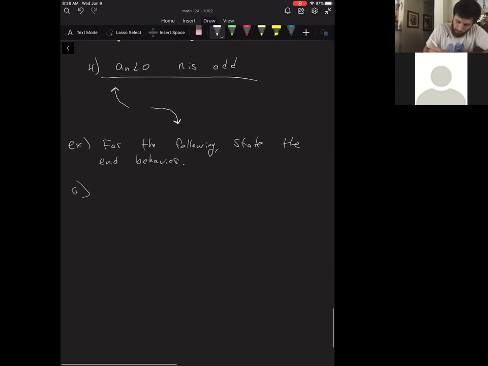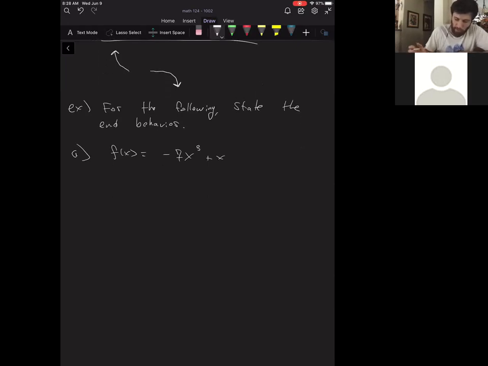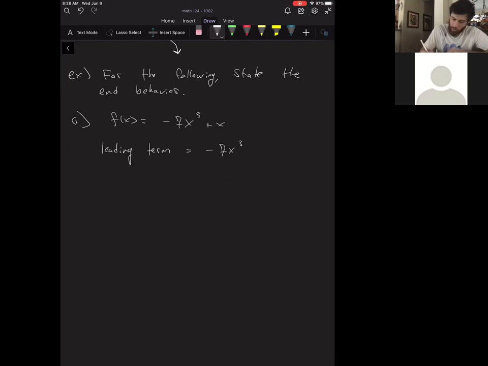Okay, so for this first one, let's do f of x is equal to minus 7x to the 3 plus x. So here, what is our leading term? Our leading term, the thing with the biggest exponent, is x to the 3. So we can say that our leading term is equal to minus 7x to the 3. So in this situation, notice that we have a negative number in the front and the power is odd. So our leading coefficient is negative.